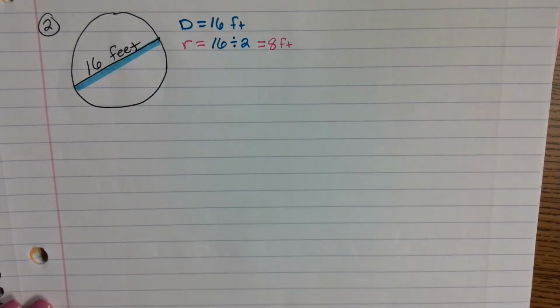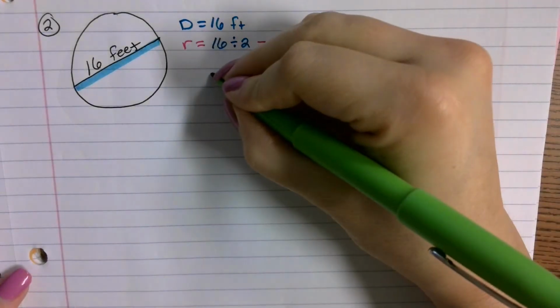Now again, it might ask for only circumference, it might ask for only the area. I'm going to show both. Just keep in mind that on your homework, you just need to answer what they're asking for. So if they only want circumference, you just do circumference. If they only want area, you just do area. But I'm giving you examples of both.